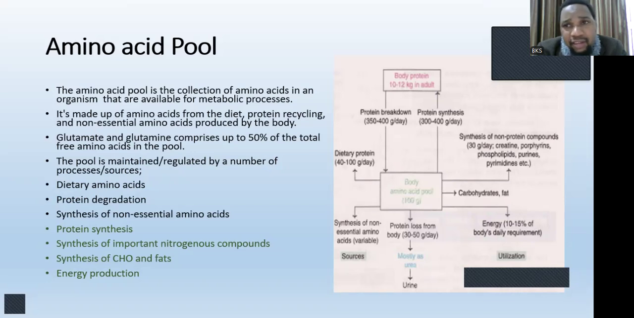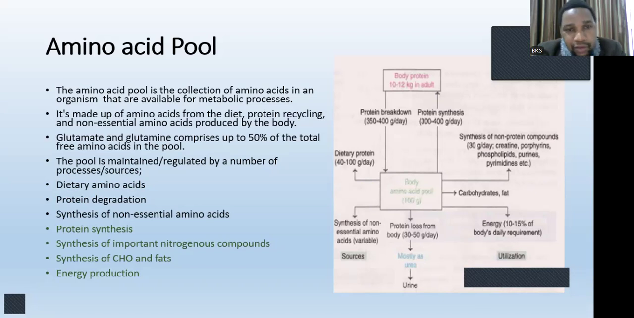But if it exceeds even the level that the body can hold as the amino acid pool, then a certain percentage needs to be broken down. From this figure, we can see that an average human body contains about 100 grams of amino acids. So if the amino acids are more than 100 grams, meaning they're in excess, they cannot be stored in the amino acid pool. Rather, the excess will be broken down to produce some materials.